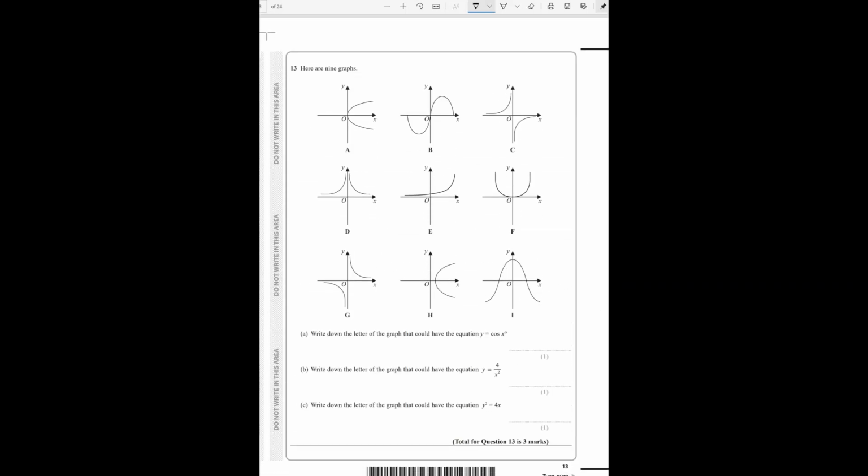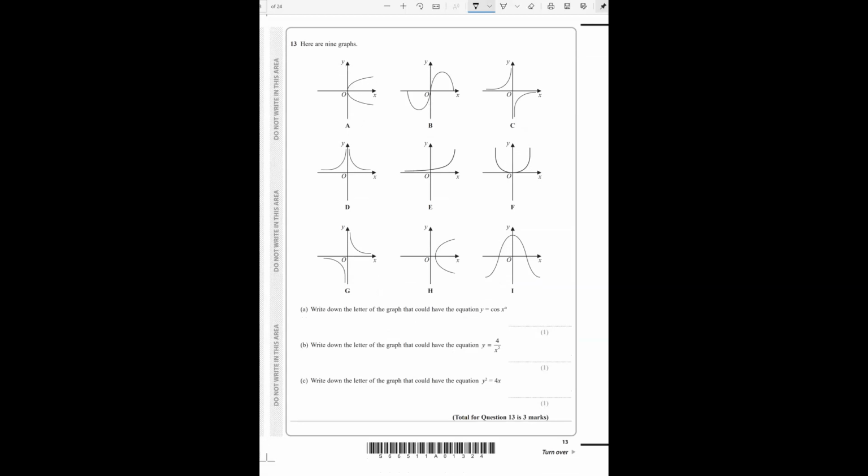Right. Oh, a lot of graphs. Question 13, 9 graphs. Write down the letter of the graph that could have the equation y equals cosine x. Well, cosine x is a curve and it goes through 0, 1. So actually, it's that one. That's the sine curve. That's the cosine curve.